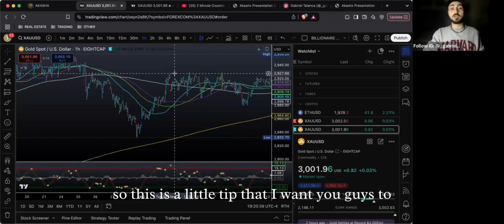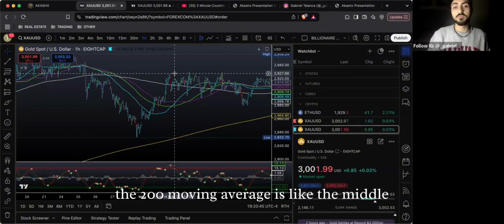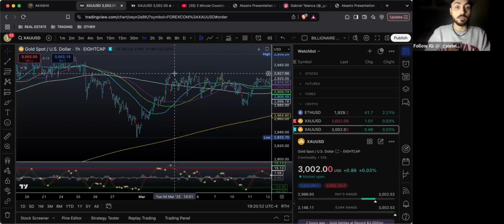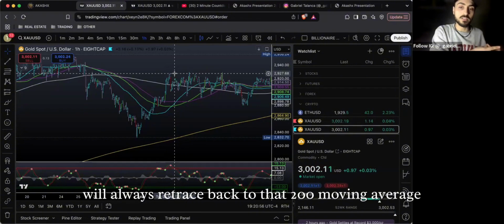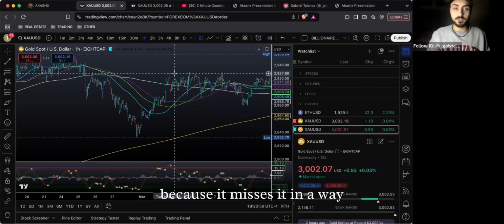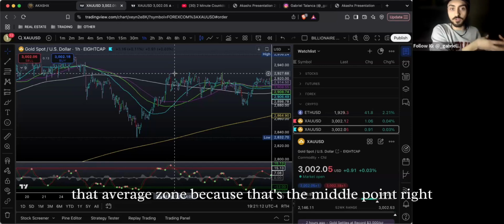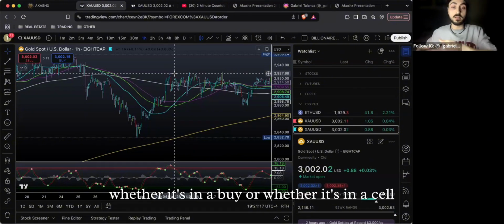So there's a little tip that I want you guys to learn because I believe it applies for NAS as well. The 200 moving average is like the middle point for the market. The market will always retrace back to that 200 moving average because it misses it in a way. The market misses that average zone because that's the middle point, right? And it will make its way back to that point, whether it's in a buy or whether it's in a sell.